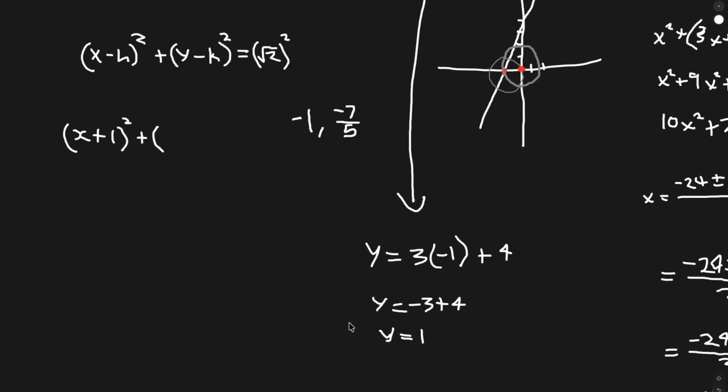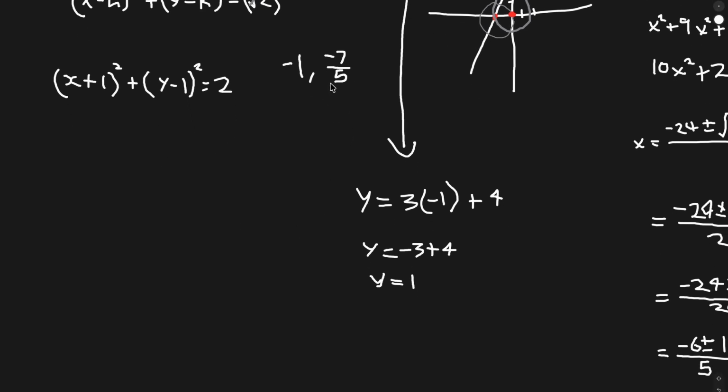So if y is equal to 1, that'll just be y minus 1 squared is equal to, now the root there and the squared will cancel, so we're just going to have it is equal to 2. So that there's one of our equations. Now for the other one of the equations, it's going to have this one here.